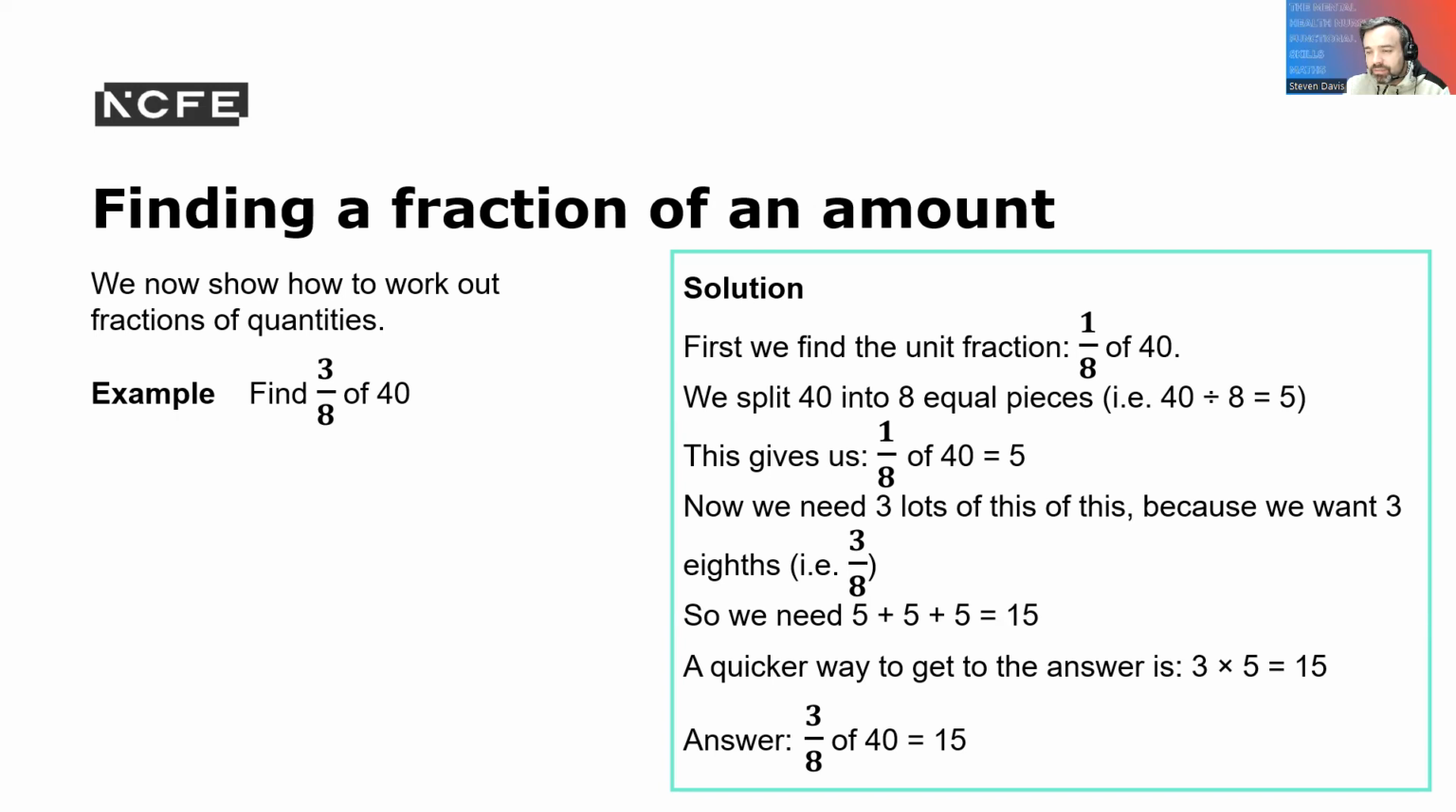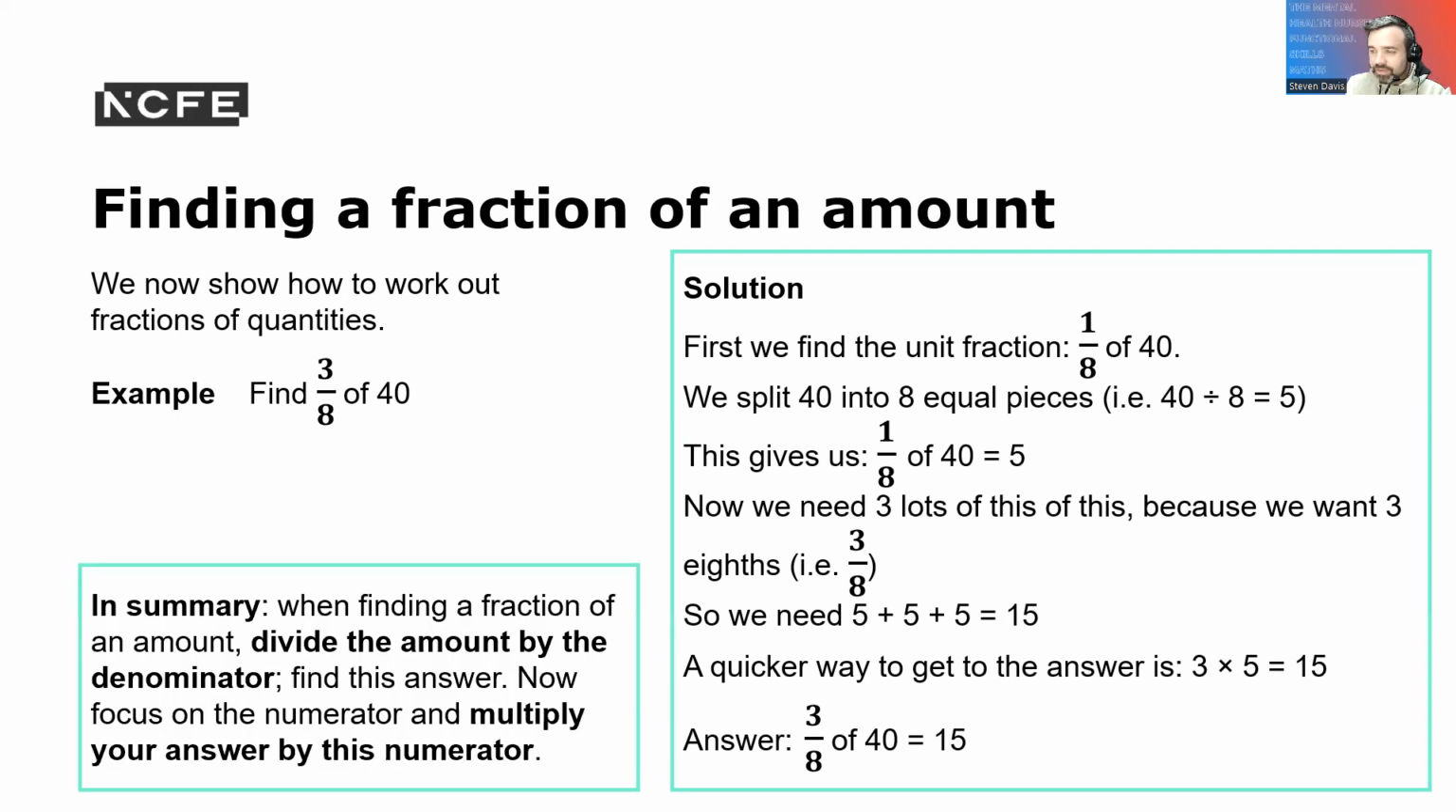Now we need 3 lots of this because we want 3/8. So we now need 5 plus 5 plus 5 equals 15. A quicker way to get to the answer is 3 times 5, obviously, equals 15. The answer, 3/8 of 40, is then 15. In summary, when finding a fraction of the amount, divide the amount by the denominator. Find this answer. Now focus on the numerator and multiply your answer by the numerator.